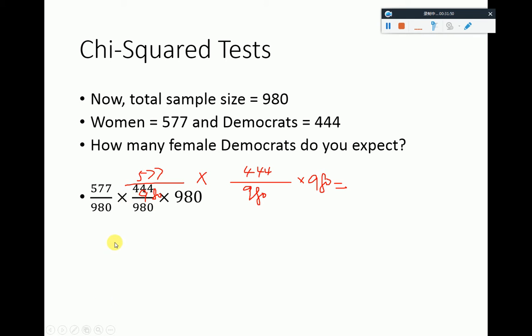Right, this is exactly what should happen. The number is 261.4 female Democrats that in theory should exist. So that's why we can have decimal points. This is the number that in theory should exist if there is no association between women and Democrats. And of course, this is our expected frequency: the count of the combination of two categories if these two categories are not related to each other.